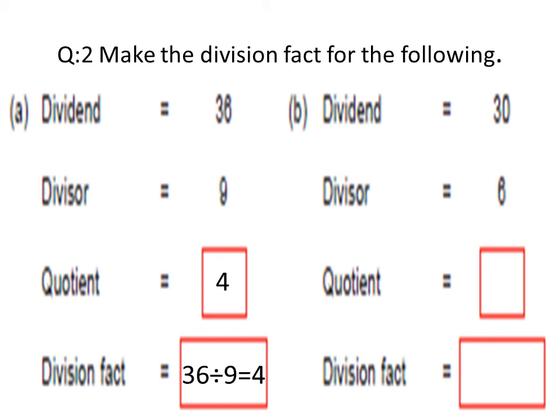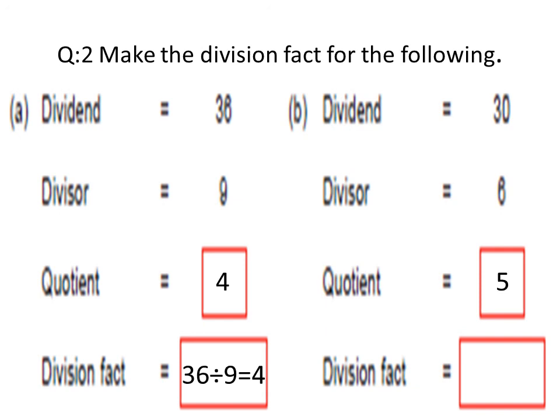Now see B part. Here you have given dividend which is 30, divisor which is 6, and you have to find quotient and division fact. First of all we will find quotient. For this we will recite the table of 6 till we reach 30. Now 6 ones are 6, 6 twos are 12, 6 threes are 18, 6 fours are 24, 6 fives are 30. So write 5 here.